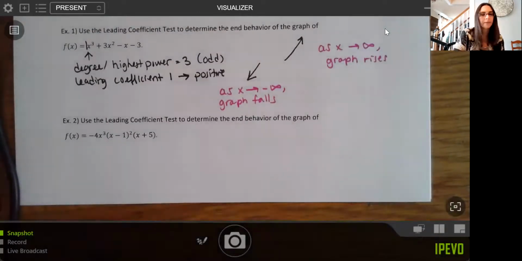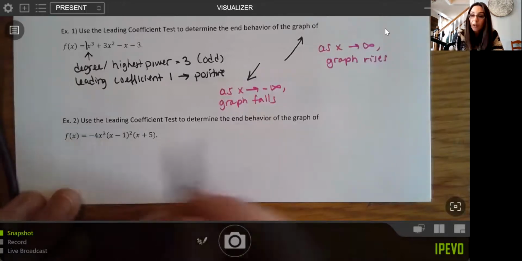All right, let's do another one. So again, use the leading coefficient test to determine the end behavior of the graph. Now, this one's a little bit different here. It's not multiplied out, so it's a little bit hard to see. So what you can do here is you could multiply everything out, but that does take a lot of time. So you could actually find your degree or that exponent a different way. And you basically put all parts together on your variables.